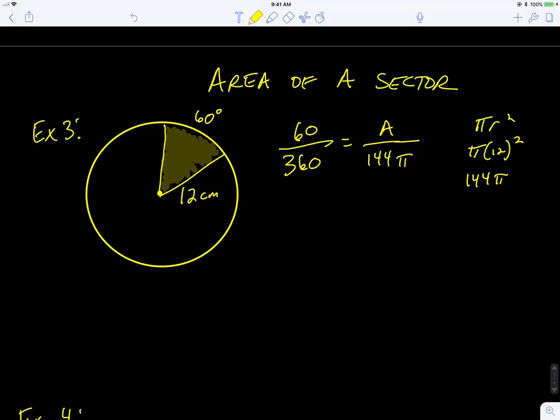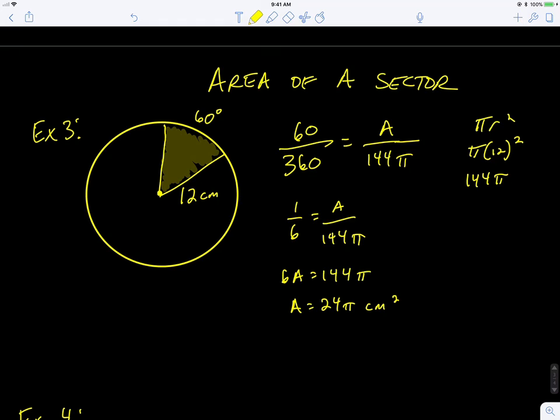So now I cross multiply. I get 360A. Oh, we should probably reduce first. Sorry. So if I reduce first, I end up getting, what is that, 1/6? Yeah, 1/6 equals A over 144 pi. So then I cross multiply. I get 6 times the area equals 144 pi. I divide both sides by 6. And I get x, or area, equals 24 pi. And that's in centimeters squared because it's an area.